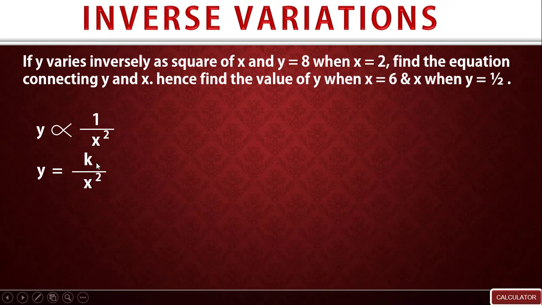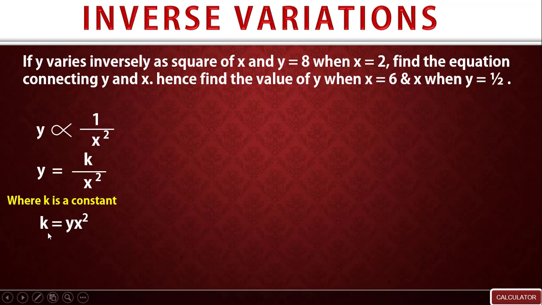All we need to do is to work out the value of k, so that we're fixing the value of k into this connecting equation. This k is a constant. The next thing will now be, we have k equals ys squared. We make k the subject of the formula there. That's where we have k equals ys squared.